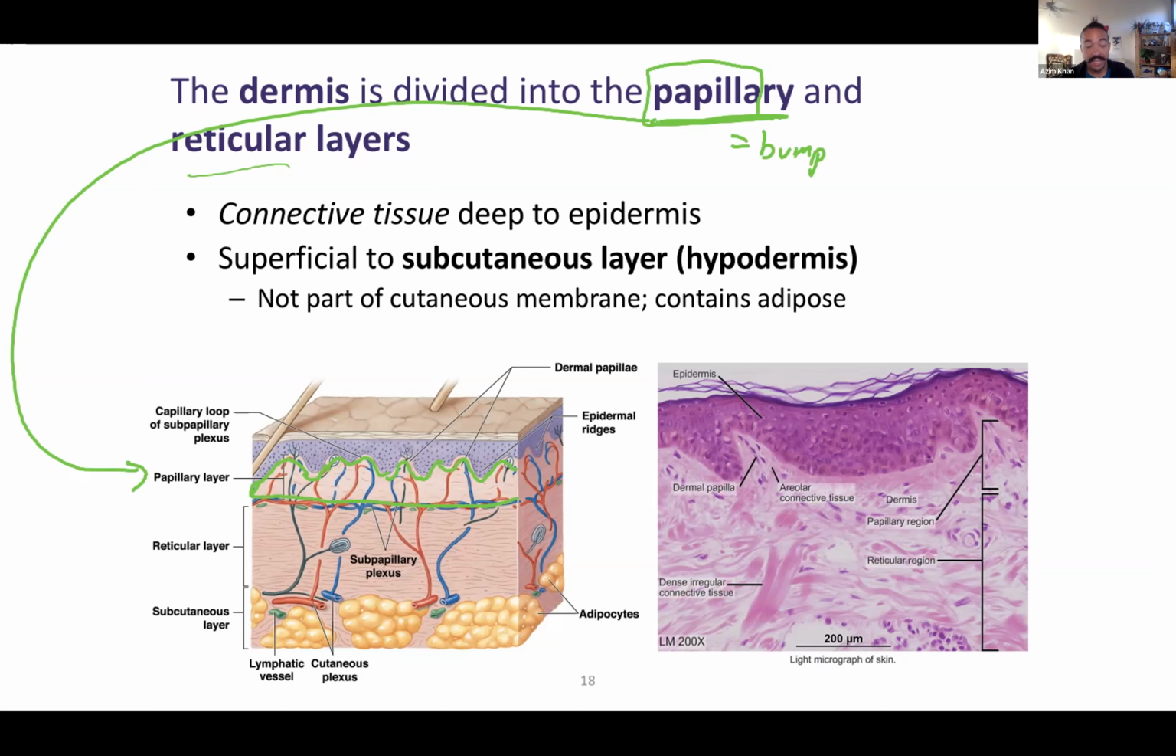The papillary layer, if you recall, without even knowing this name, it's immediately deep to that epidermis. It's immediately deep to the keratinized stratified squamous epithelium. We know what this is made of. This is made of areolar connective tissue. It's part of the cutaneous membrane.